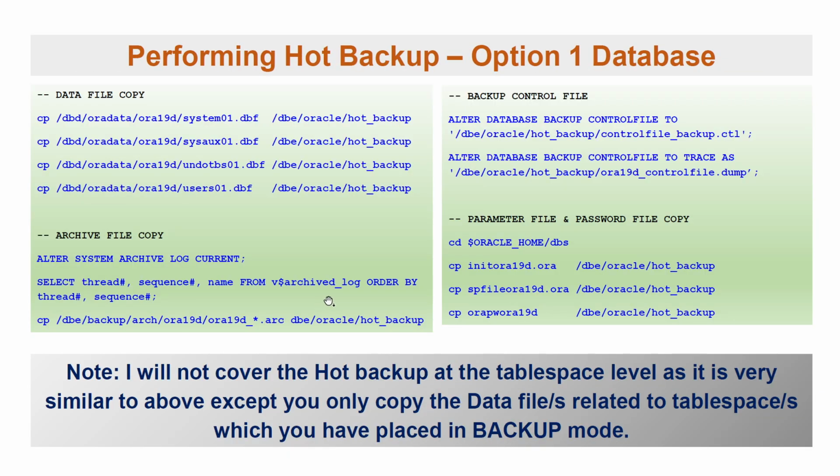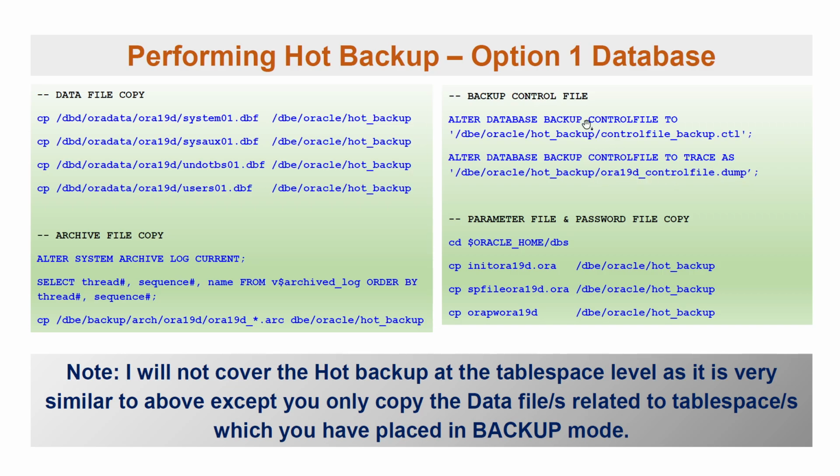Let's understand how to take the entire hot backup of the entire database. So these are the data files. We will copy all the data files to the hot backup location. We will archive the log file and copy the archive logs. Here, if you see, I'm giving the star, which means all the archive logs present in this particular directory, I'm copying to the hot backup location. We will back up the control file in two different ways: alter database backup control file to the location and name of the control file backup, and alter database backup control file to trace, again with the location and name.